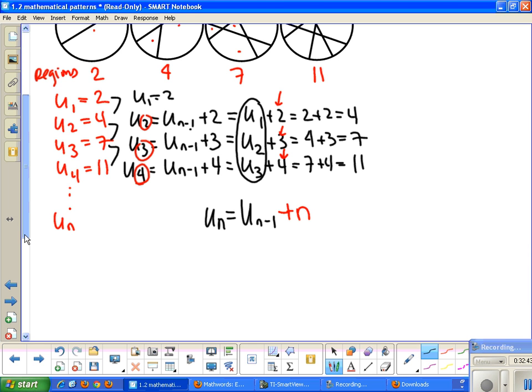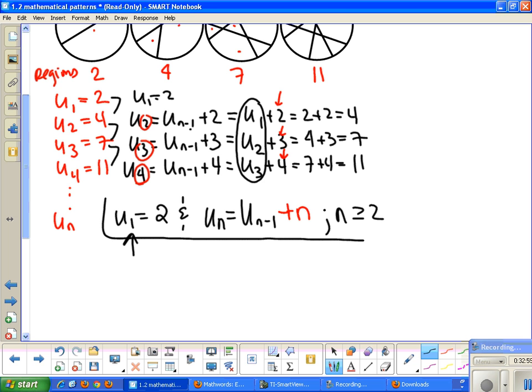My first term we said was U sub 1 equals 2, and U sub n is equal to the previous term plus n. Since we're starting off with an n value of 1 first, that means that n has to be greater than or equal to 2 because I already am given my first term. So this would be my recursive form.